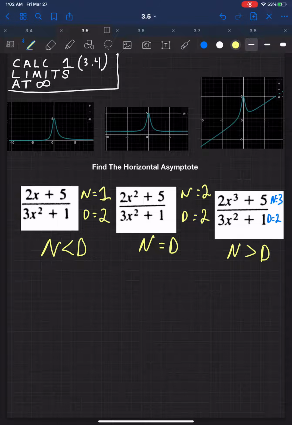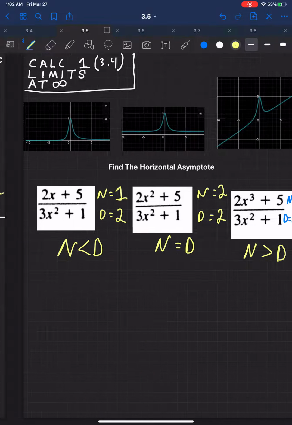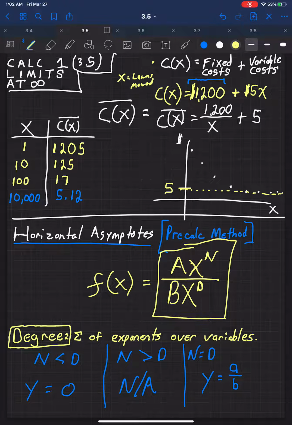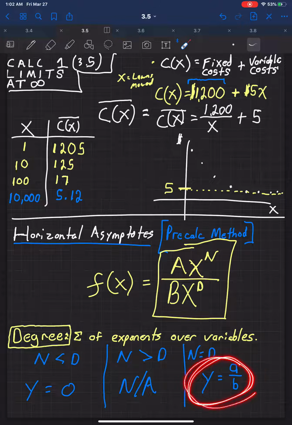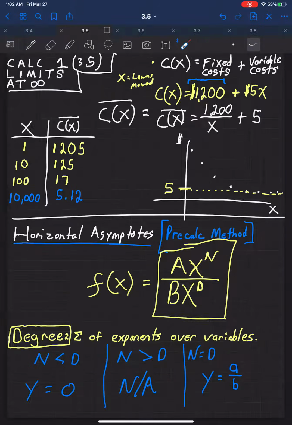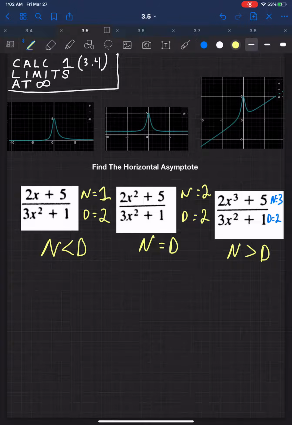So let me kind of go back, okay? I'm going to copy this down. We were able to say that if the degree of the numerator is less than the denominator, the horizontal asymptote is at y equals 0. And if the degree of the numerator is larger than the degree of the denominator, then it does not exist. And that last case, when it's equal, is the only time we have to even roll our sleeves up. Ready? So let's go ahead and finish this up.